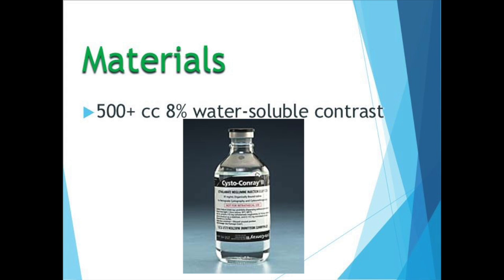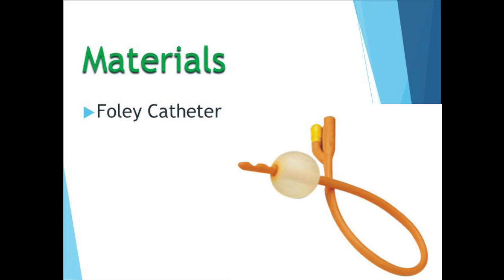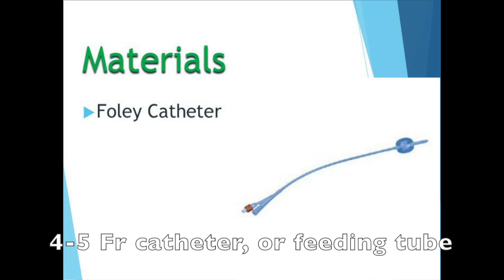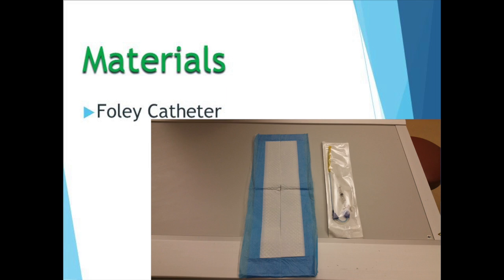Materials include about 500 cc's of 8% water-soluble uroradiologic contrast like Cysto-Conray II or diluted Gastrografin. This is secured on an IV pole. A 4 to 8 French Foley catheter is sufficient for most young pediatric patients. A 4 or 5 French catheter is preferred in premature or extremely small infants, or in cases of a urethral stricture. Basically, it's important to select a catheter appropriate for the patient's urethral anatomy. A catheter larger than 8 French may be used in adolescents and adults.